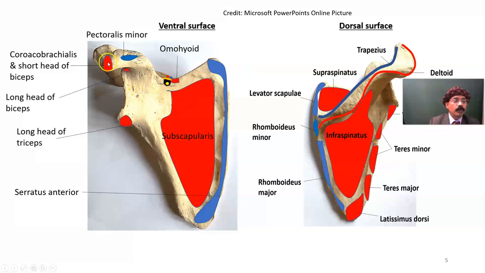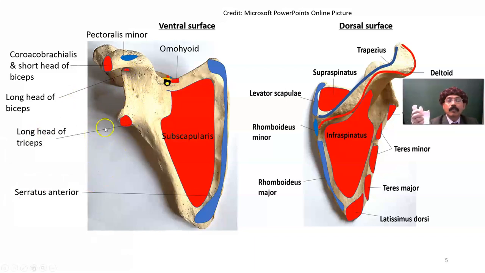So the tip of the coracoid process is for the origin of what? The biceps brachii short head and coracobrachialis. What is their nerve supply? The musculocutaneous nerve, from which plexus? Brachial plexus, from which cord? From the lateral cord. This is the long head of the biceps brachii that should come from the supraglenoid tubercle. Okay, biceps brachii are innervated by the musculocutaneous nerve.